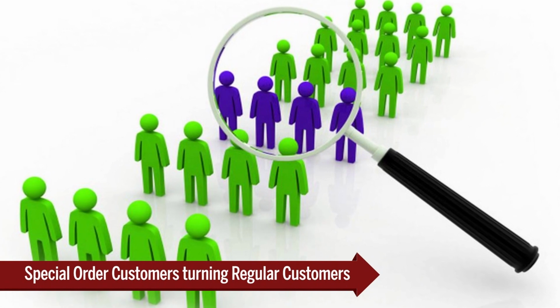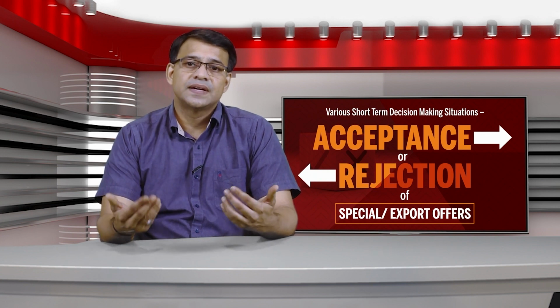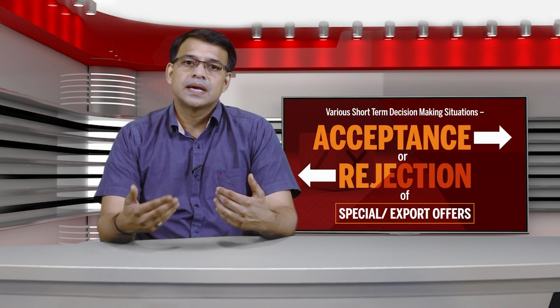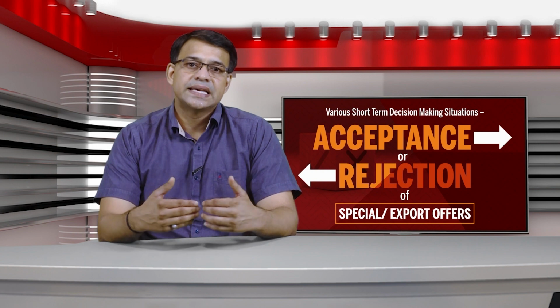There can be another factor also: special order customers turning into regular customers. Suppose we have received this order from a non-regular customer, but if he is happy with the fulfillment of our order, he may become our regular customer. In such a situation, it is required to make changes in the price, because it would not be possible for the business to sell the goods to a special order customer on a regular basis at the price quoted by the special order, because it would narrow down the existing profit margin from rupees 12 to rupees 10.